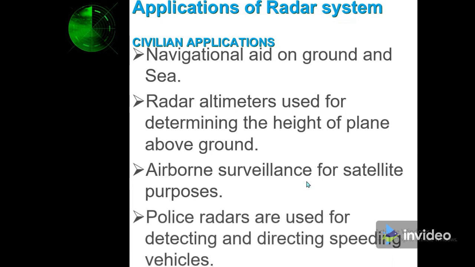Police radars are used for detecting and directing speeding vehicles. You already know that there's a different type of instrument used for detecting and finding out the speed of the vehicles. But a radar can do that and even find where that particular vehicle is moving. That's the specialty of a radar.